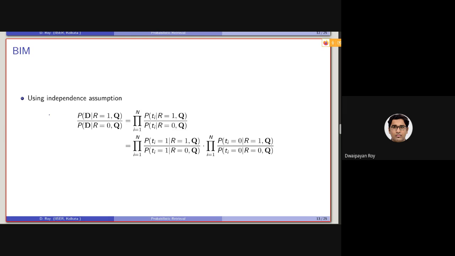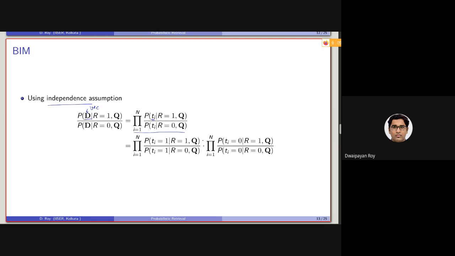Now, using the independence assumption, which states that the presence of the individual terms in the documents are independent of each other, we can simply expand this based on the individual components of the document. That is, it was a vector. Now we have expanded it based on the individual components of the vector.